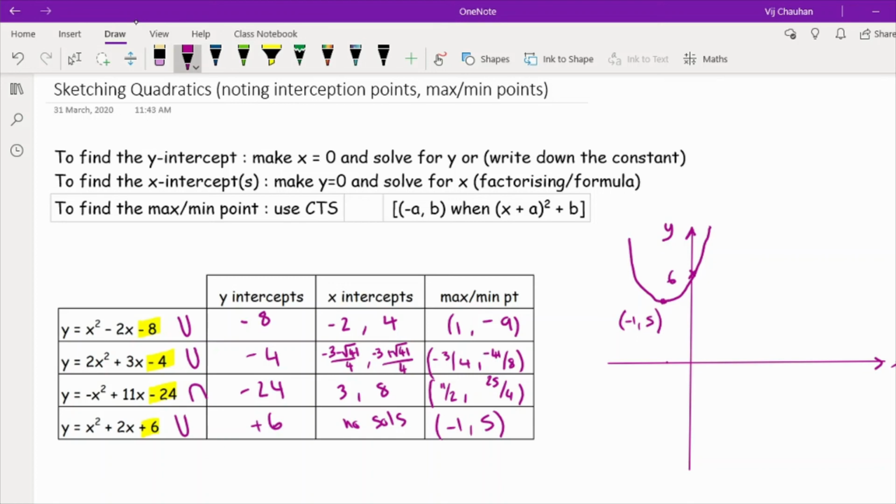So hopefully this makes a little bit of sense in terms of sketching quadratics. And like I said, you can make up questions, have a go at a few examples, and we'll go from there.